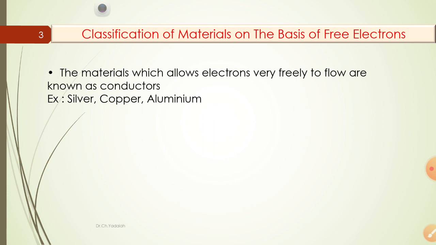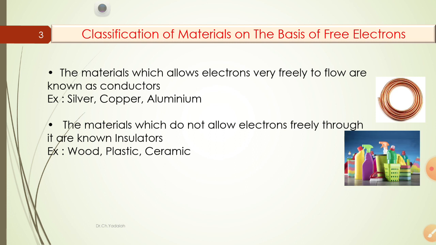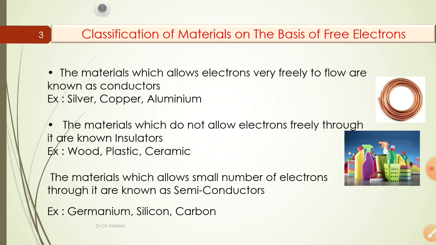So you know all these basics from school level also. Now, what is another thing? Here is a copper conductor, which you know well. The materials which do not allow electrons to flow freely through them are known as insulators. For example, wood, plastic, and ceramic are generally used in our electrical engineering.